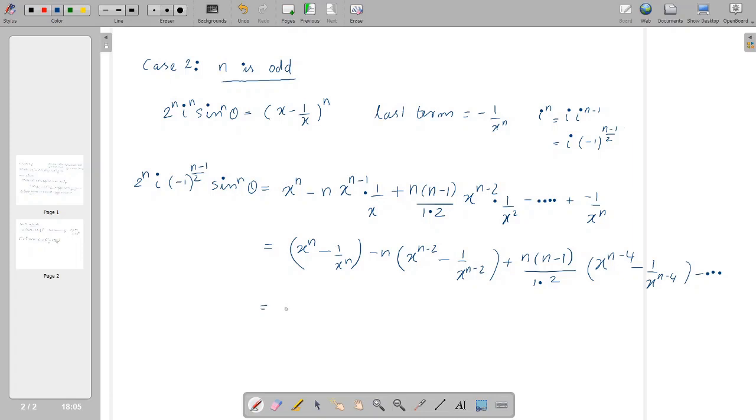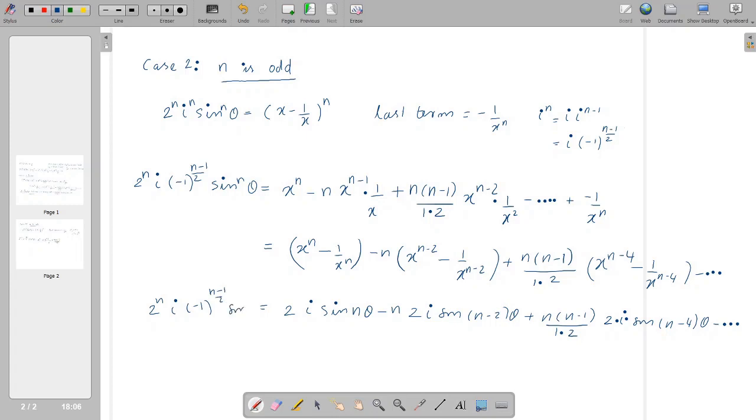Then the first bracket can be replaced by 2 times i times sine n theta, minus n times this bracket replaced by 2 times i times sine n minus 2 theta, plus n into n minus 1 divided by 1 into 2 times this bracket replaced by 2 times i times sine n minus 4 theta, minus etc. Okay, so what is the LHS? LHS will be 2 raised to n times i times minus 1 raised to n minus 1 by 2 sine raised to n theta.